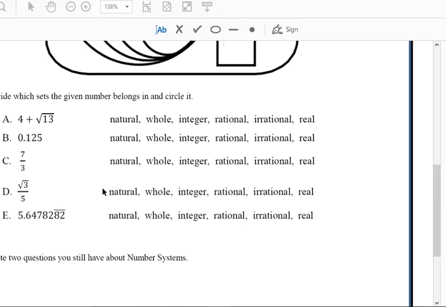And then down here we would circle 4 plus rad 13, and we would basically circle what 4 plus rad 13 would be. So we would circle irrational, and then we would have real. And they would continue that on.